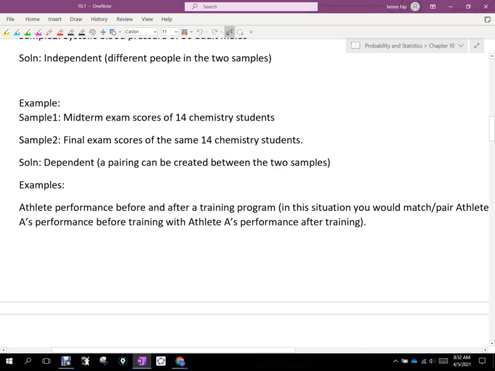So let's say I gave you a midterm, and I considered that my pre-test. Okay, final exam of the same 14 students, call it the post-test. If we look at those, because these 14 students are paired with these 14 students, they're the same group of people, right? Does that make sense? Okay, so that's a dependent, so the pairing can be created between the two samples.